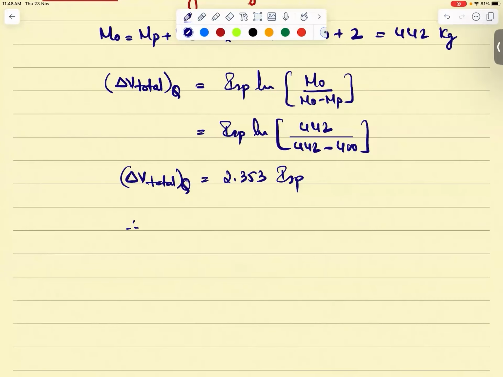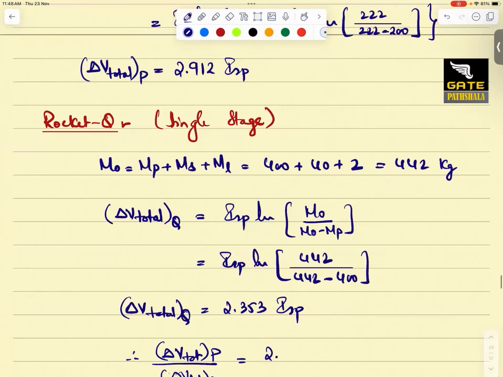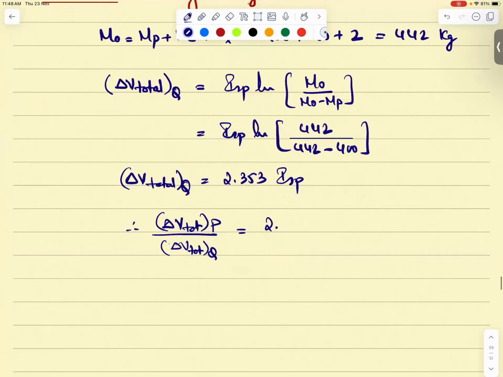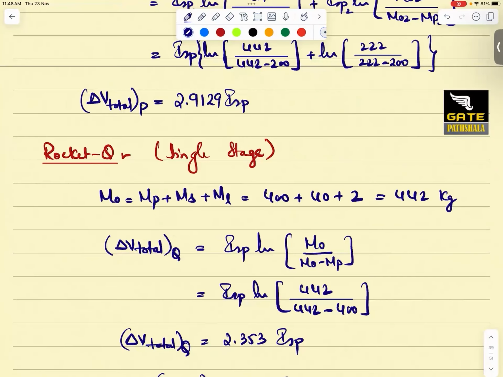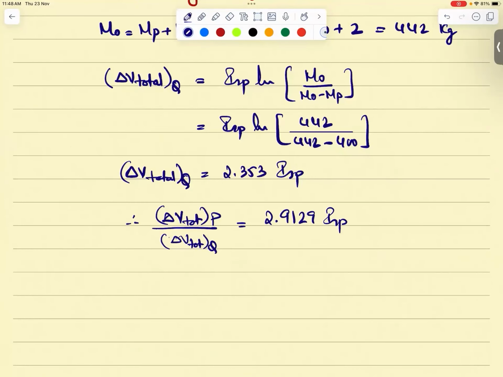So therefore, delta V total for P divided by delta V total for Q is 2.9129 something you will get, ISP divided by 2.353 ISP. Cancel out these two and get me the value. 1.238. 1.2379 we will get.